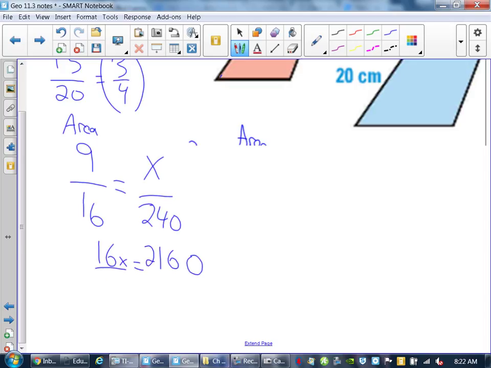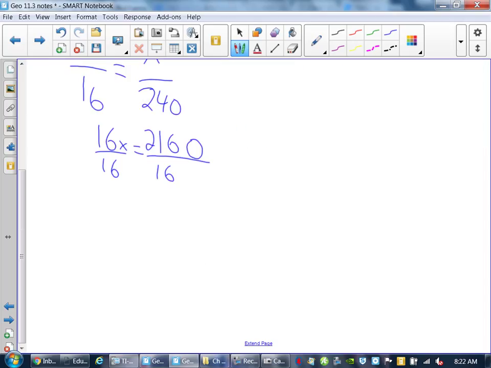And then divide out. 15 left over. Huh? 135. Okay.